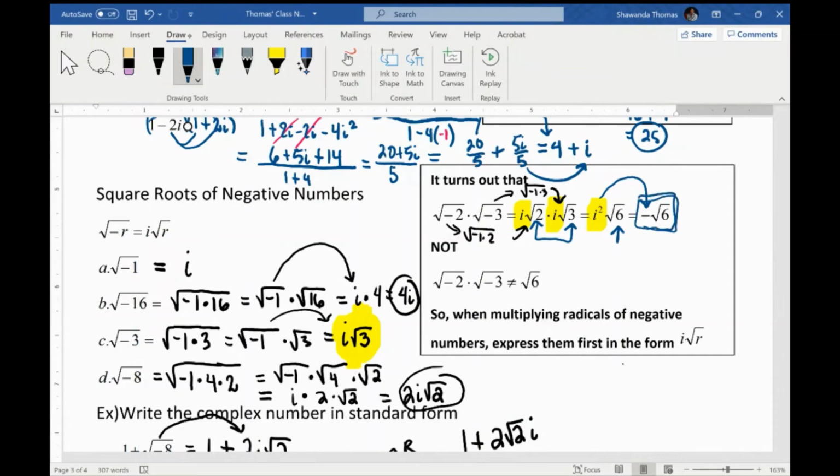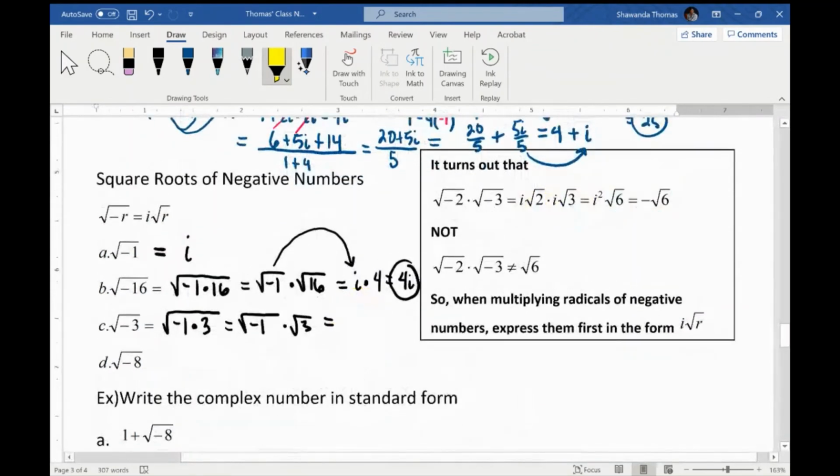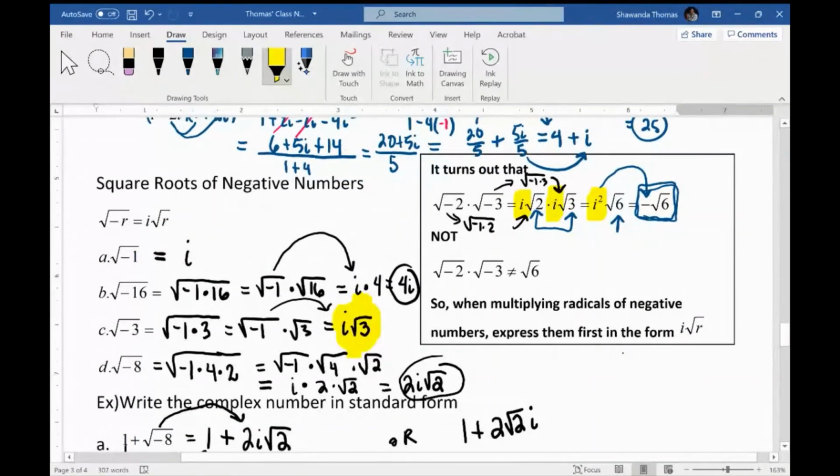So, what's the point of all that? The point is, if you have negative numbers under the radicals, we cannot do it this way. In the imaginary number system, you have to convert everything to i's first, express it in that form, and then simplify your answer. You can't just multiply what's under the radical times each other if there are negative numbers under the radical. That is a different rule with the imaginary number system that is really different from the real number system.